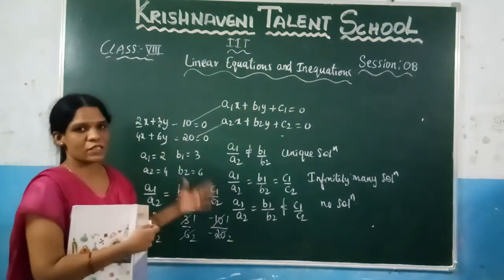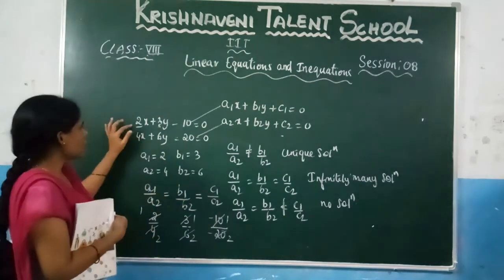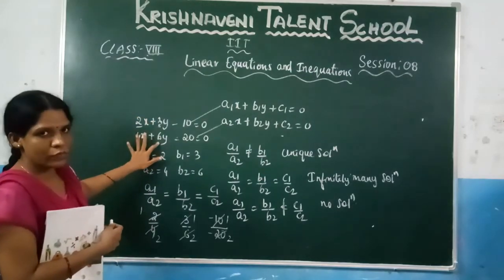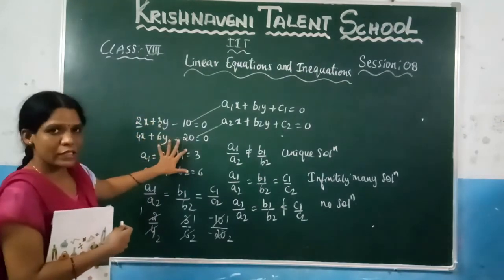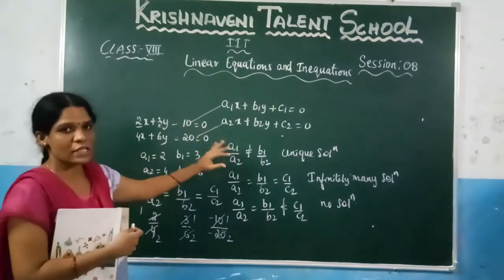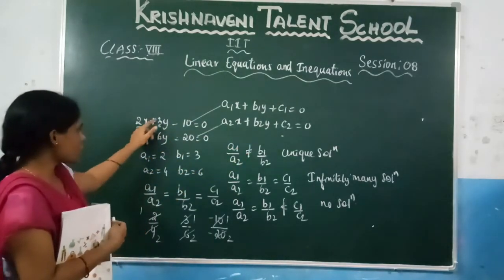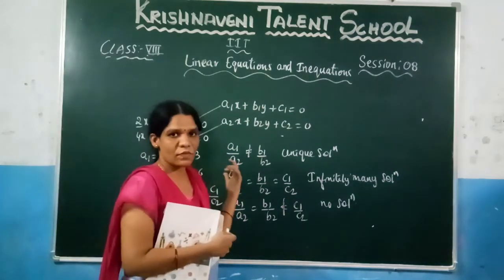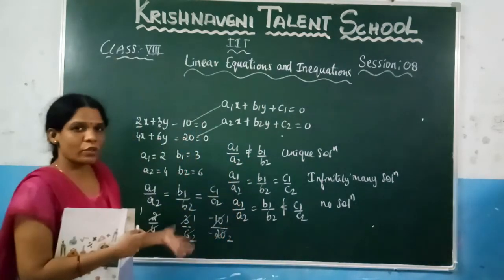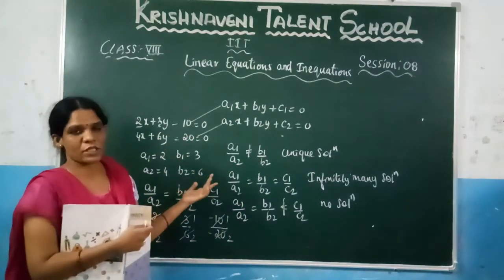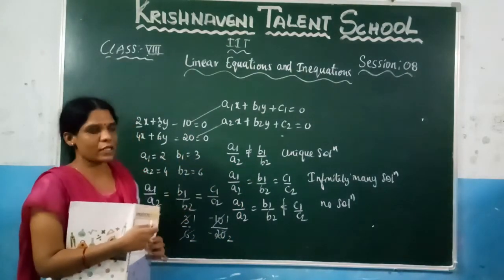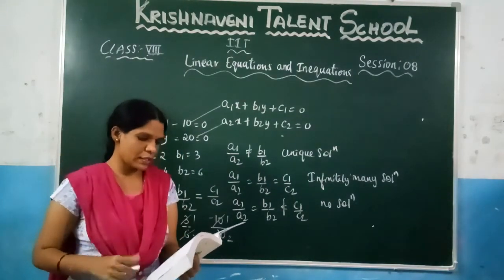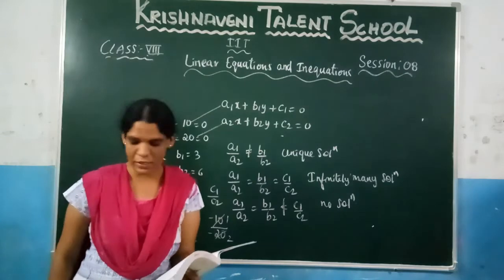So without doing this, directly you can say it here, right? 2 by 4, which is nothing but 1 by 2. 3 by 6, again 1 by 2. 10 by 20, again 1 by 2. You got here all the quotients are equal, right? a1 by a2 is equal to b1 by b2 is equal to c1 by c2. So we can say that it has infinitely many solutions, even by oral calculation, right? Now this is the one they have given, and let us see one more example that is also given. Let us see that one also.